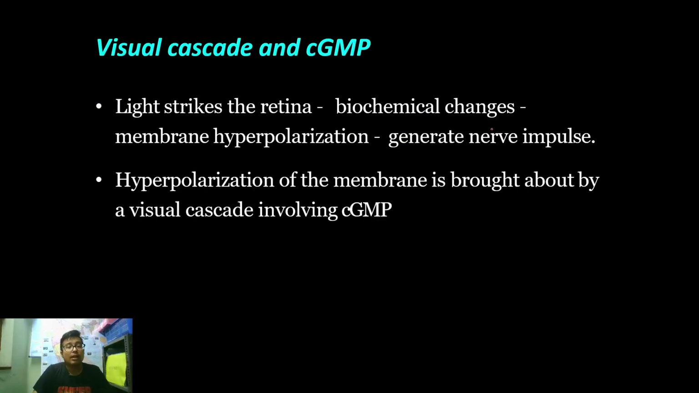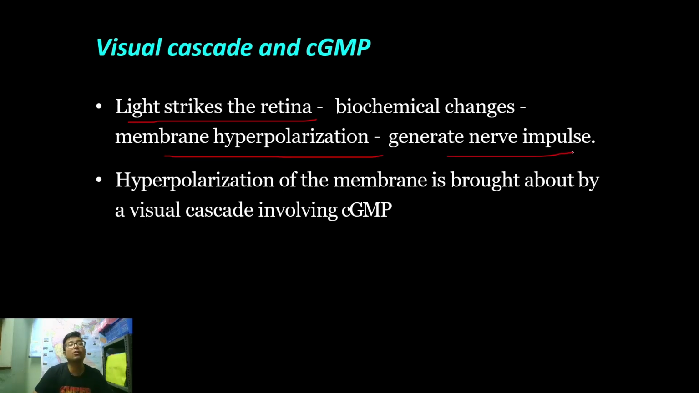Now there is a role of guanosine monophosphate. You know these nucleotides: ATP, ADP, GMP, cGMP, AMP. So cGMP has a very important role in the visual cascade. So how does it act? Since light strikes the retina, there are a few biochemical changes that I already told you, and that leads to membrane hyperpolarization and generates a nerve impulse.